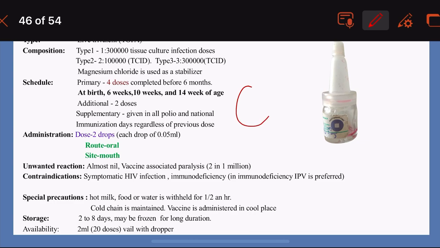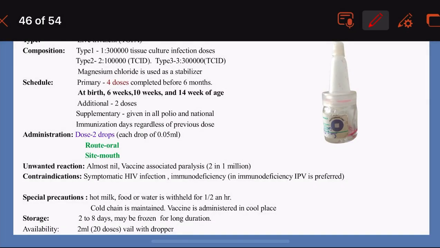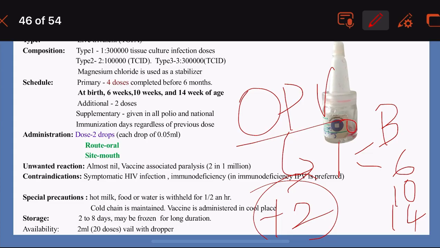How can you remember? At birth, and then we have 6, 10, 14 weeks. Okay, you can add plus 4 for oral polio vaccine. The primary doses, very important: one at birth, and 6, 10, 14 weeks of age. Additional 2 doses can be given.